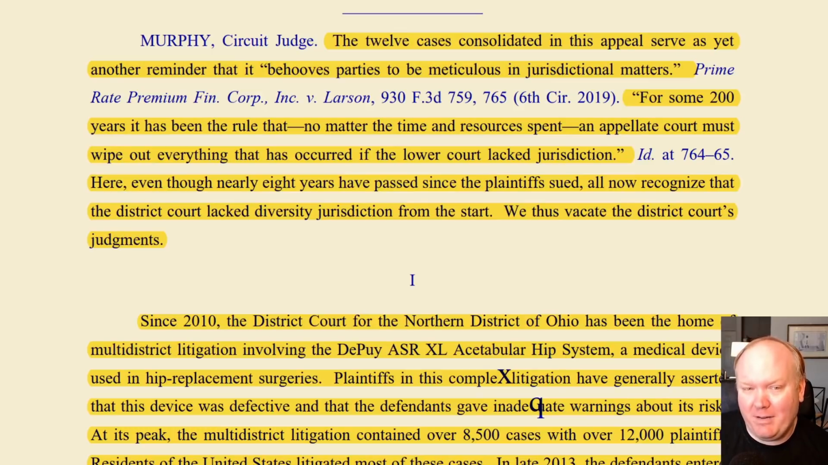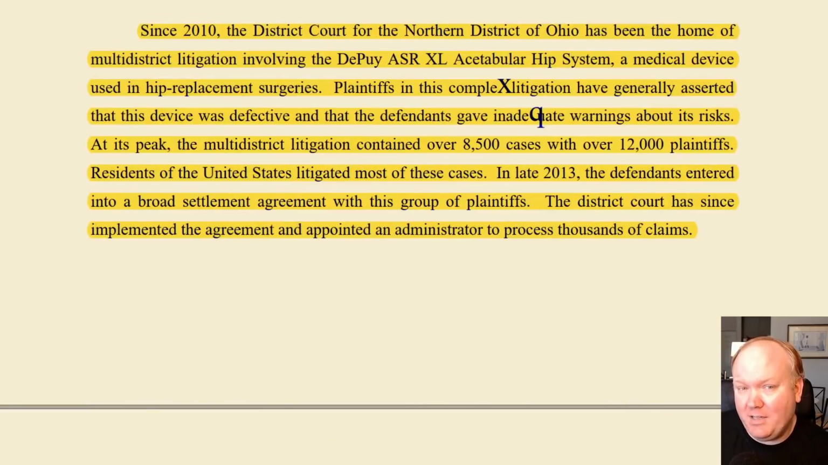Good job by everybody. "Since 2010, the District Court for the Northern District of Ohio has been home of this multi-district litigation involving this and medical device use in hip surgeries." So just a brief aside, when it says multi-district litigation, that is a legal term. If you ever wondered, and we have seen cases like this before, if you have multiple people suing on the same thing in lots of different places, which usually happens if there's a major incident and all the lawyers go sue the same person at the same time in multiple places at once, right?